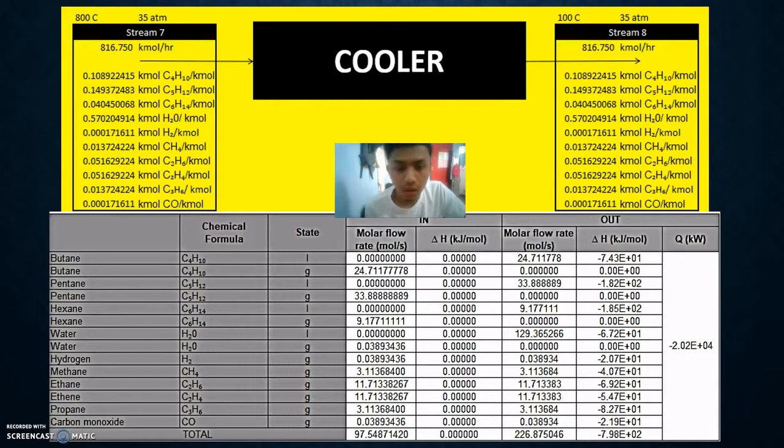Next, in the cooler, I also use the usual theoretical pathway using inlet as the reference state, and I managed to get negative Q value because the temperature is decreasing, so the heat is released from the system, and the Q value is very high because some of the products experience phase change, such as butane, pentane, hexane, and water, because 100 degrees is past their boiling point.